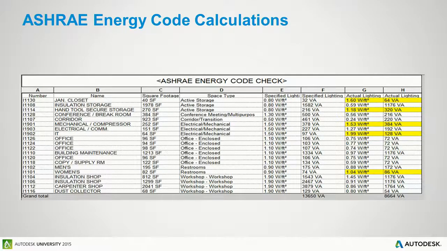So if you notice on this schedule, on the far side, I've highlighted the spaces where I've got problems. But if you look at the very bottom, you'll notice that I'm allowed about 14,000 watts of load, and I only have 8,600. So with the tradable allowances that I have in the energy code, I'm okay. I've got spaces that are problematic, but as a whole, ASHRAE lets me trade those wattages around.